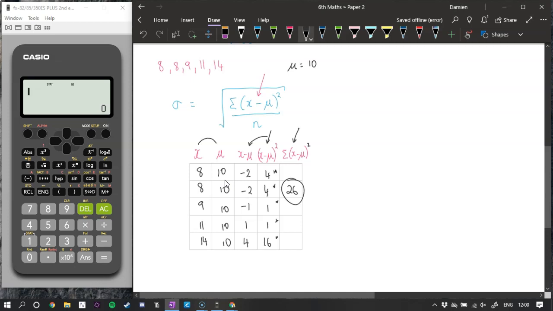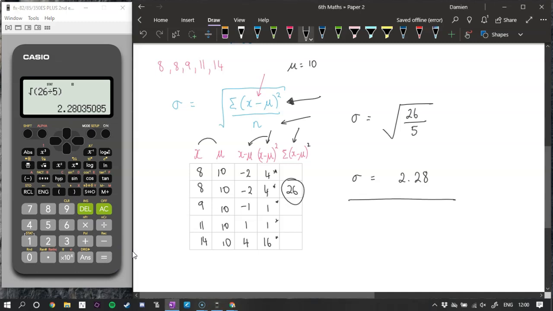Then what we can do is start throwing it into our equation. So our sigma is going to be equal to the square root of this whole top line here, which we've just worked out to be 26. So it's 26 over n, and n is how many numbers we have, which is 5. So sigma is equal to the square root of 26 divided by 5. You can go over to your calculator. So we've got the square root of 26 divided by 5. Close our brackets and hit equals, and we end up with sigma equal to 2.28. And that's our standard deviation for that long list of numbers.